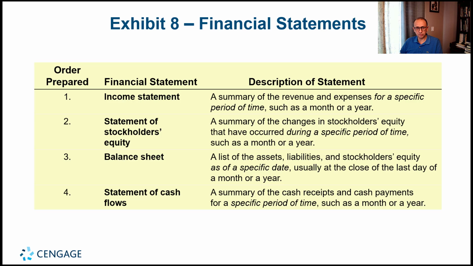Then another important financial statement is the balance sheet. The balance sheet is based on the accounting equation, so we expect to see assets, liabilities, and equity. It's a list of assets, liabilities, and stockholders' equity as of a specific date, usually at the close of the last day of a month or a year. And there's a big difference between the balance sheet and all other statements. The balance sheet is like a snapshot. It covers a specific day.